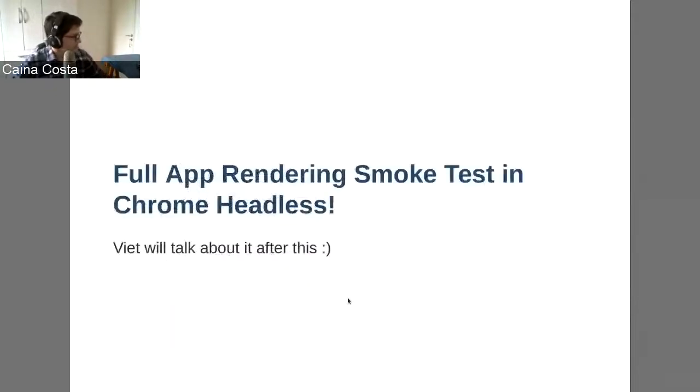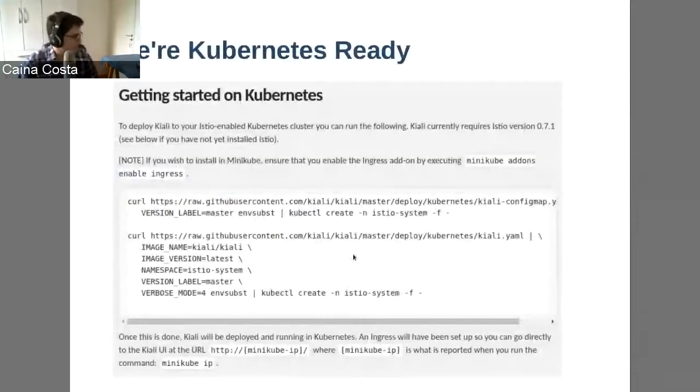Okay, next thing, we're doing smoke tests using a proper browser connecting to the application itself. And Viet is going to talk a little more about this after this presentation. We are now Kubernetes ready. That means that you can run Kiali on Kubernetes. It is not as supported as OpenShift, because most of us use OpenShift for development, but it should work. And if it doesn't, please create an issue.